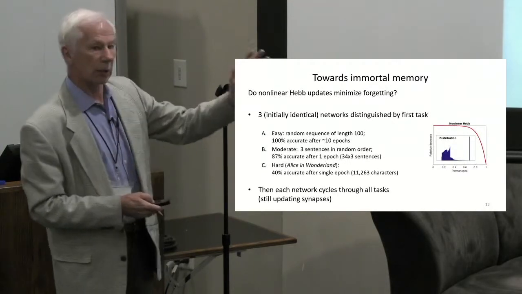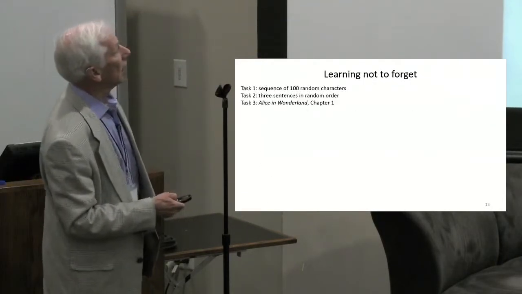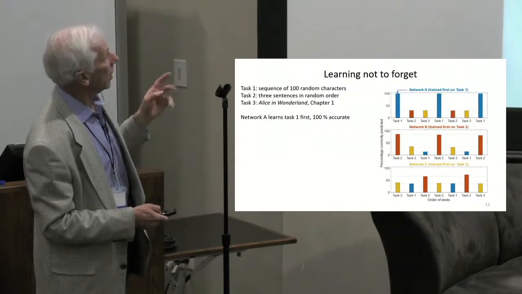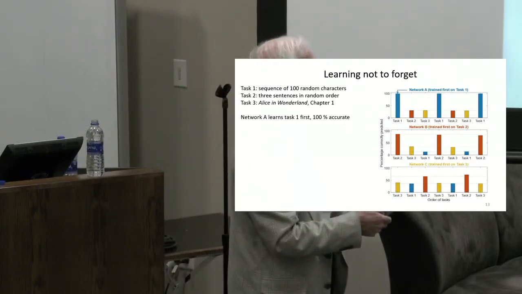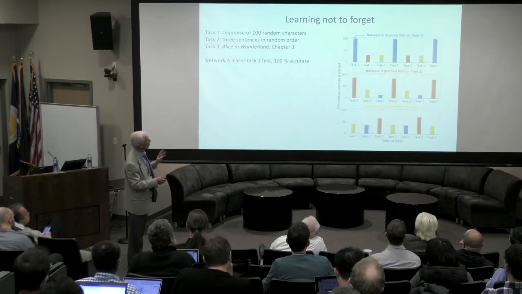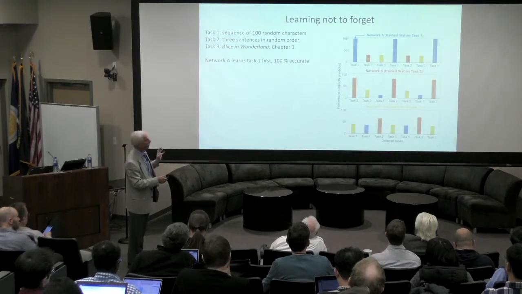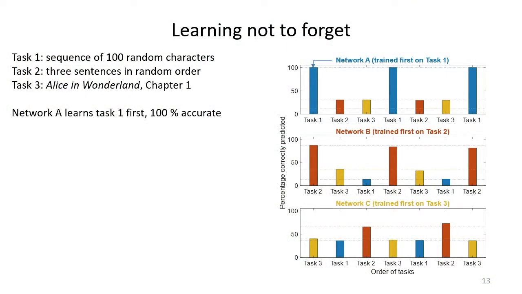So then each network is asked to do the other tasks in sequence. And here are the results. So that's the layout of the tasks again. Network A learns the easy task first, gets 100%. Then it is asked to do tasks 2 and 3. It doesn't do so well as the 87% and the 40% initially, but it does not too badly. And then it does task 1 again, it gets 100% again.